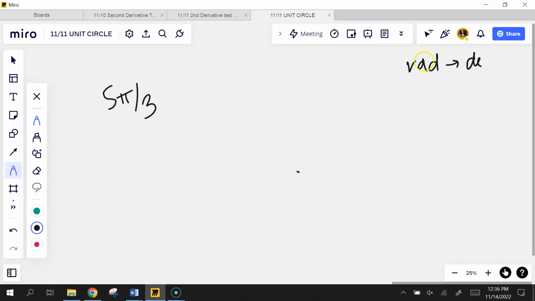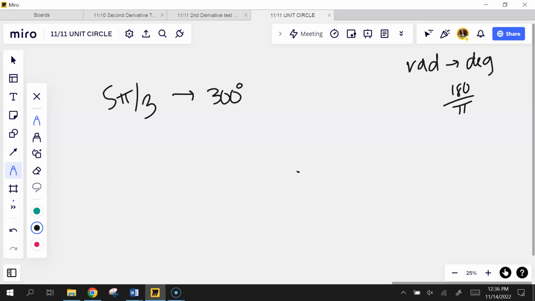Radians to degrees is multiplied by 180 over pi. So we always have to go from radians. I'm fixing to show you radians, and then we're going to do a lot with radians. But this is really just 300 degrees. Agree or disagree?